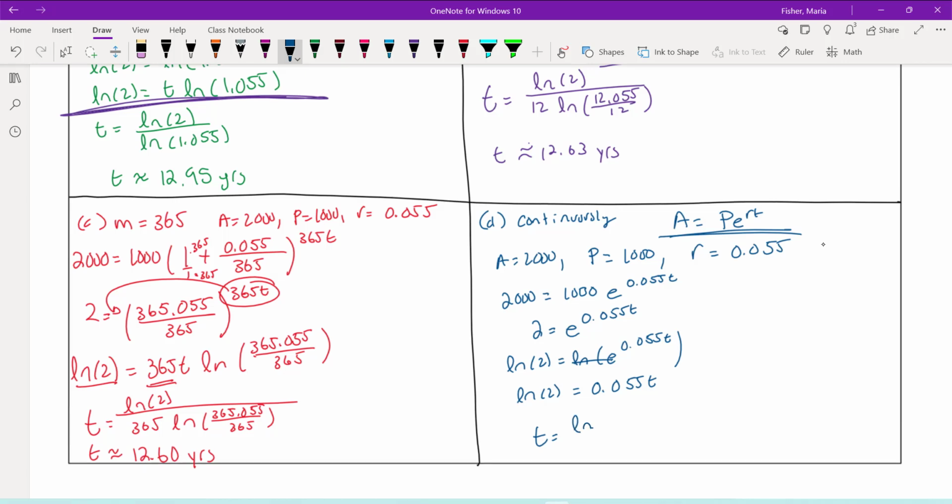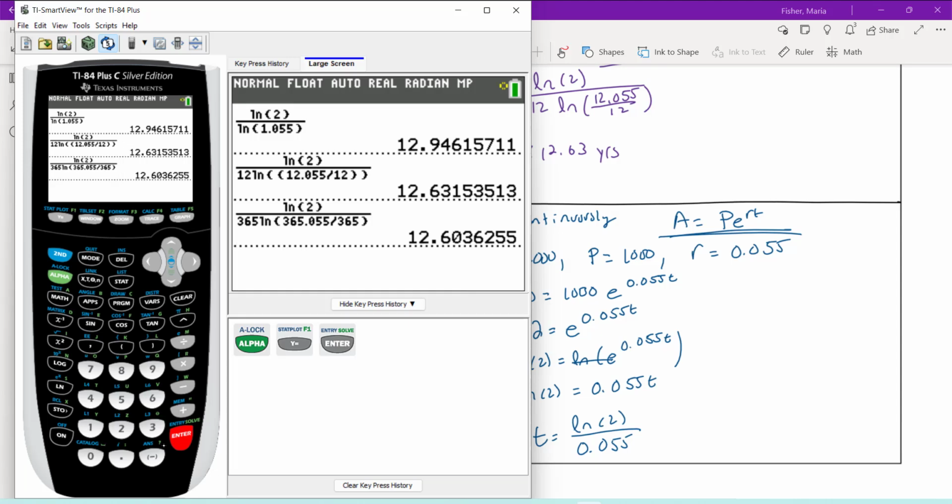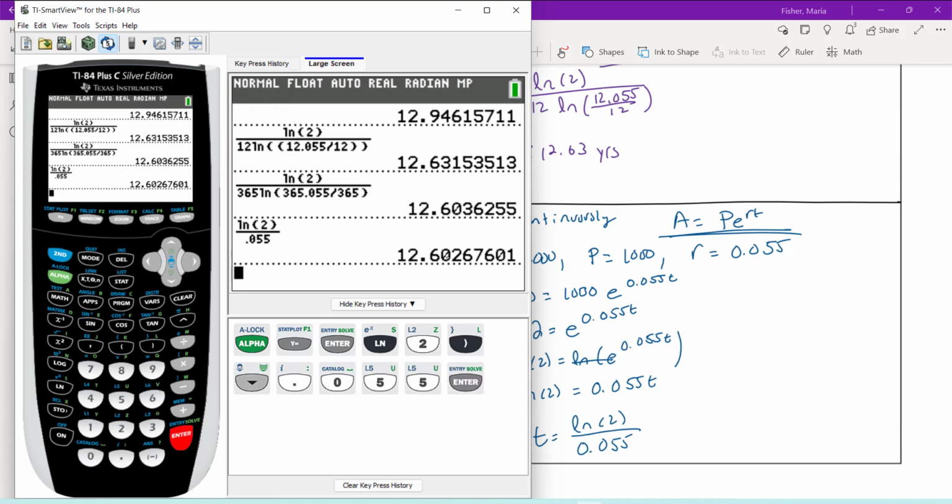And t is going to equal whatever the natural log of 2 over 0.055 is. Plugging that into a calculator. Alpha y equals for a numerator and denominator, the natural log of 2 divided by 0.055, hit enter, and that's 12.60 years.